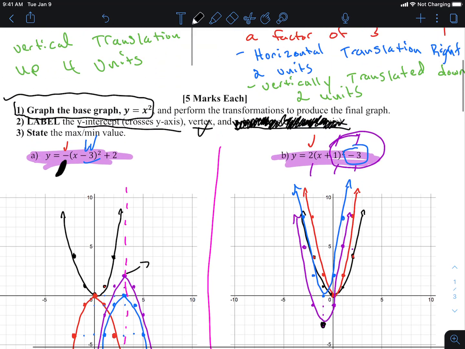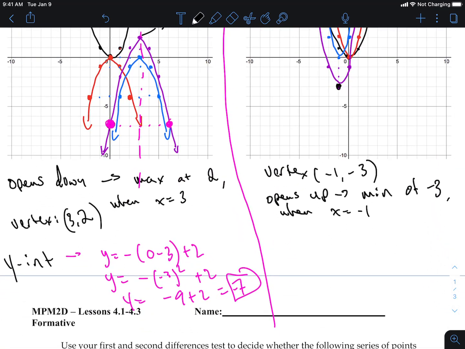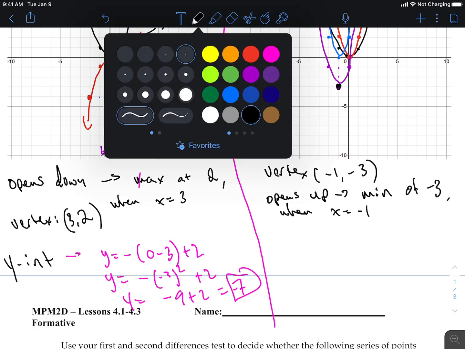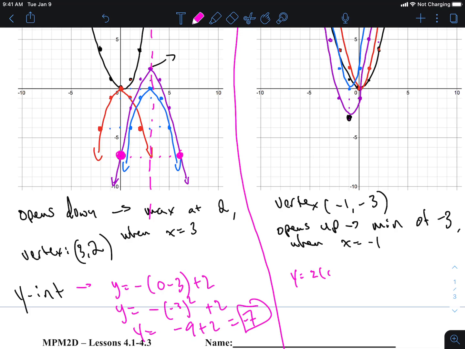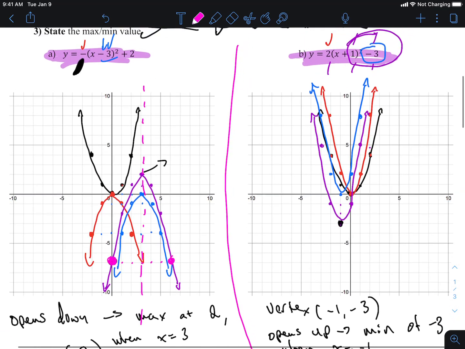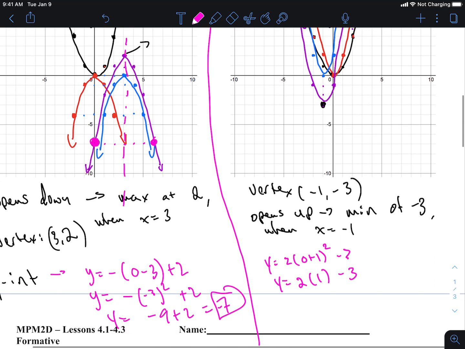Okay? So we've taken care of the vertex again. We stated the minimum value. The last thing is just to find the y-intercept. This one's easy because you can read it right off the graph, but we can prove it the same way. It's 2 times (0 plus 1) squared minus 3. So I get y equals 2 times 1 minus 3. So y equals 2 minus 3. There's your y-intercept. That checks out with your graph right there.